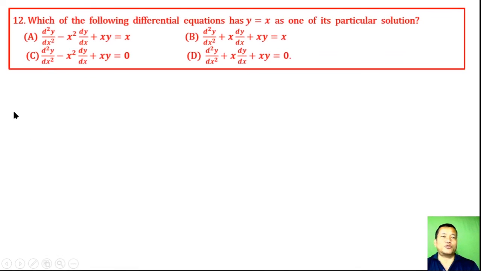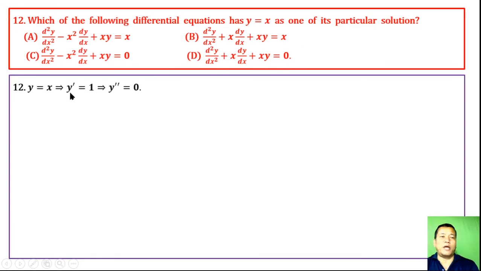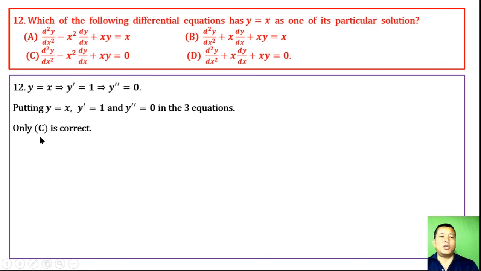For number 12, which of the following differential equations has y equal to x as one of its particular solutions? Y equal to x, whose derivative is y dash equal to 1, y double dash is 0. Putting y equal to x, y dash equal to 1 and y double dash equal to 0 in the three equations, only C is correct.